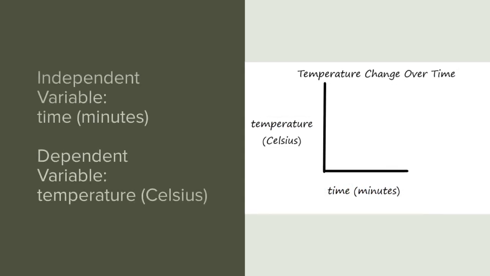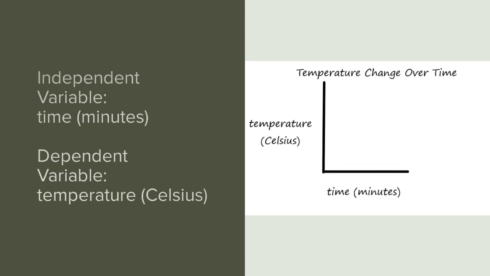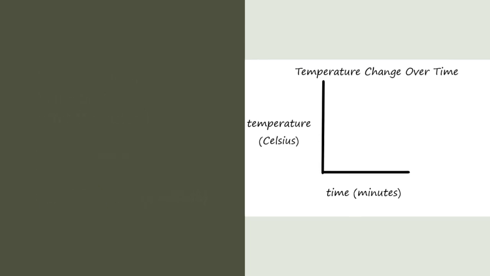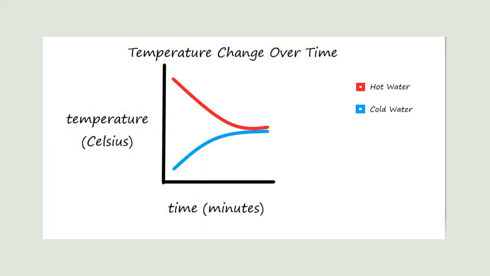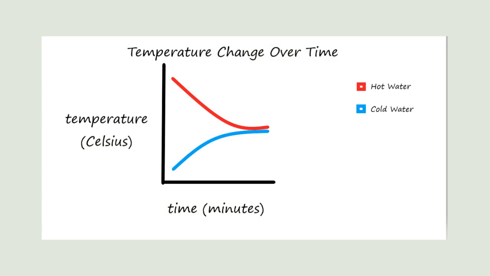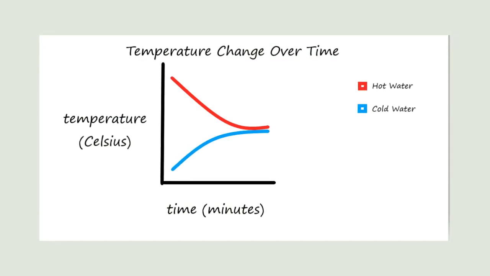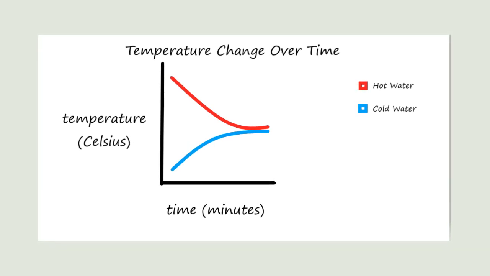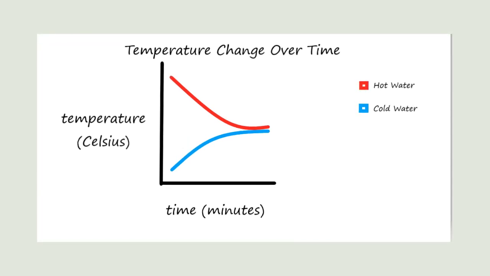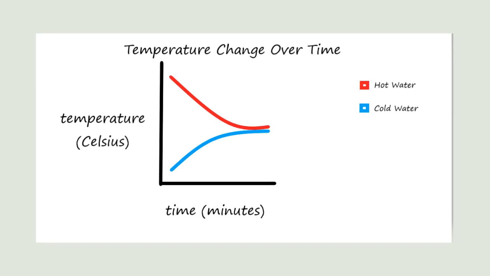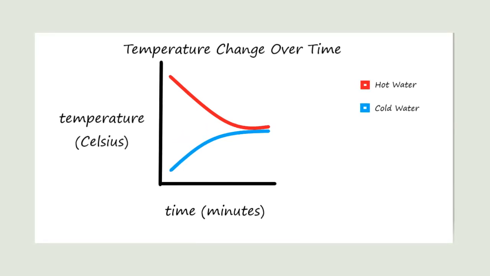Before beginning in Google Sheets, I like to create a quick sketch of what I anticipate my graph will look like. Notice that my independent variable is on the x-axis and my dependent variable is on the y-axis. Based on my data, I know the hot water cooled down and the cold water warmed up. At the end of the 15 minutes, the temperature was approximately the same in both beakers of water. Here I've sketched my hot water data and cold water data to reflect the trend on the graph.